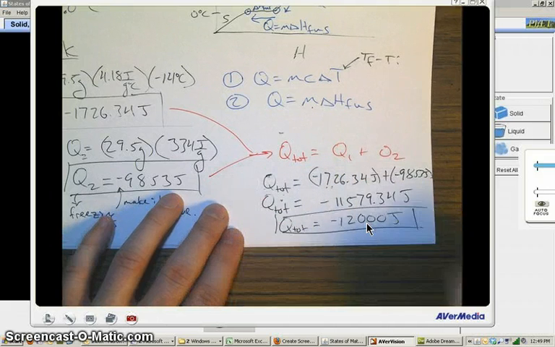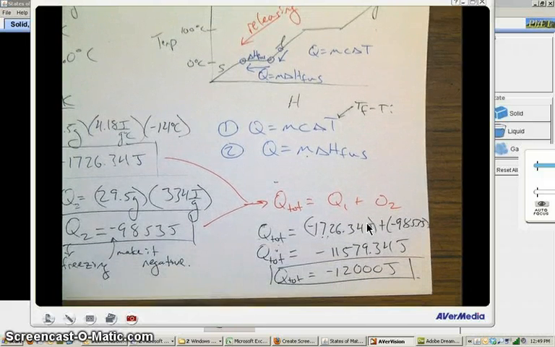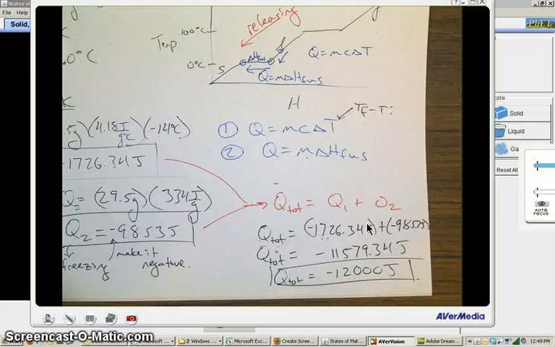Class, are there any questions about how I did any of the steps in this problem? That is the hardest it gets. I jumped to the hardest one first. A lot of the other ones are easier. There's only one equation you need to use. No other questions? All right.